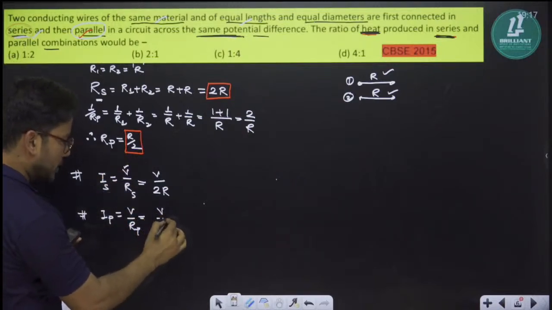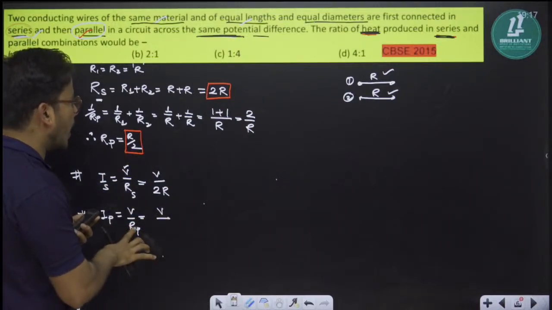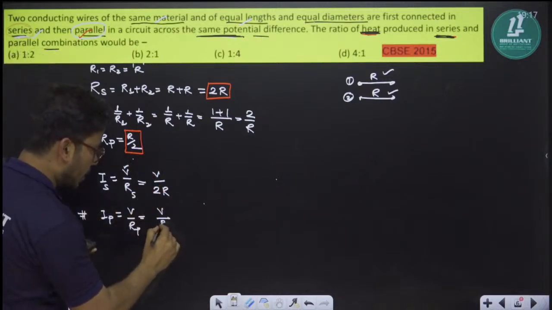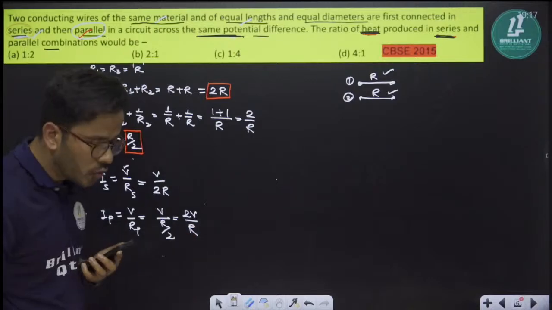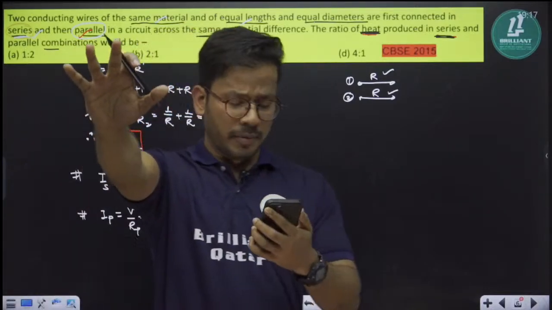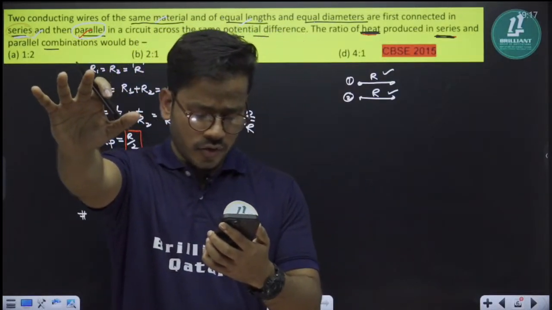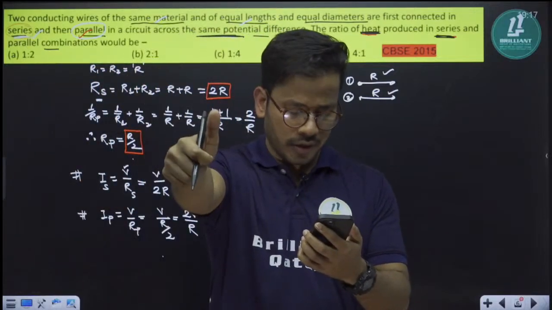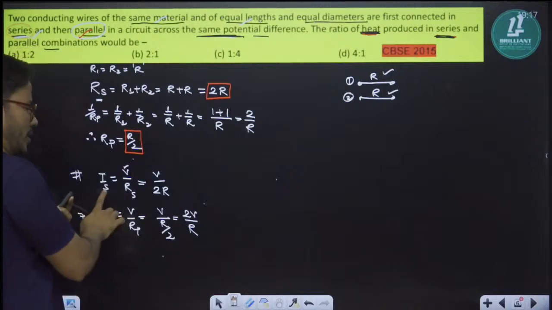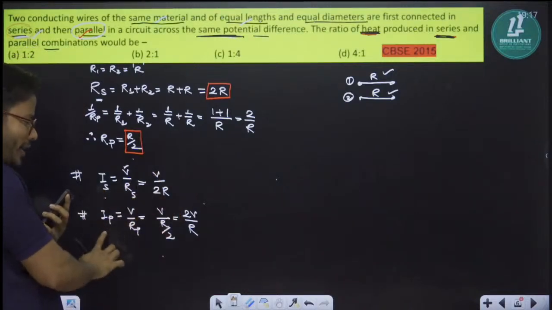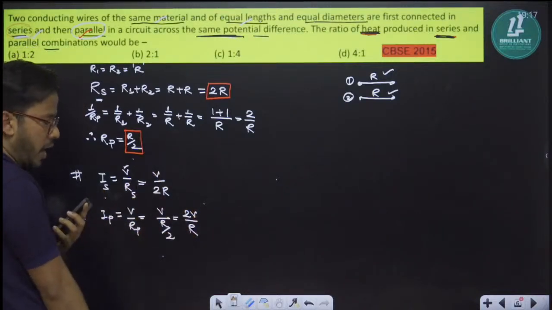After that, I will take the same potential difference. What is the value for RP? RP is R divided by 2. When you solve it, it becomes 2 divided by R. Here you go. I'm quite comfortable now. So we're going to go right from here. So you got current in series as V divided by 2R and current in parallel as 2V divided by R.